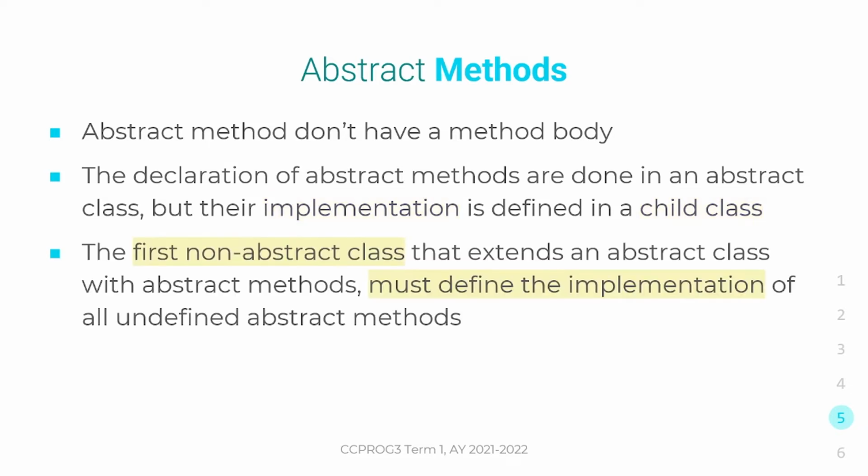The first non-abstract class that extends an abstract class with abstract methods would define the implementation of all undefined abstract methods. So if ever you are going to extend another abstract class from the previous abstract class, kapag meron ng implementation doon sa nauna, then it would be the one used across all abstract methods. So let's go to our coding.